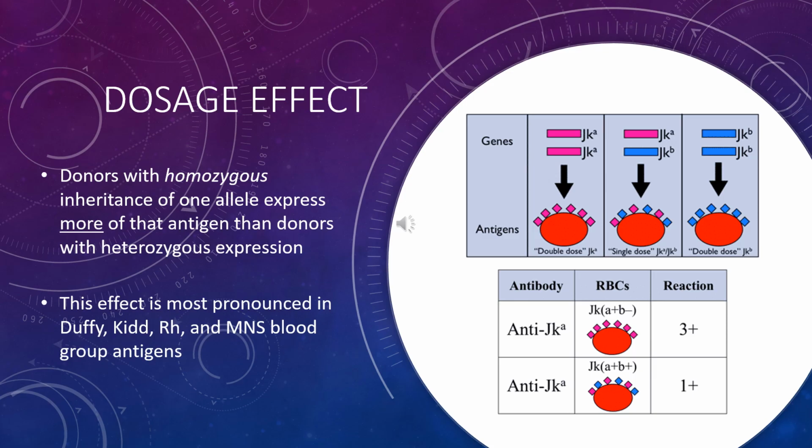So looking at the top image here, we see that in that first column, we have two JKA alleles, the bars at the top. This patient is homozygous for the JKA antigen. They inherited a JKA from each parent. And for that reason, all of the KIT antigens present on the red blood cells, after the arrow there on the bottom portion of that image, all of those KIT antigens are JKA.